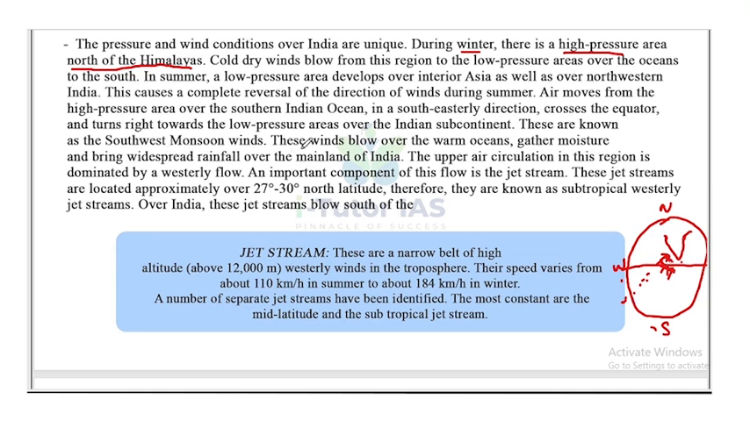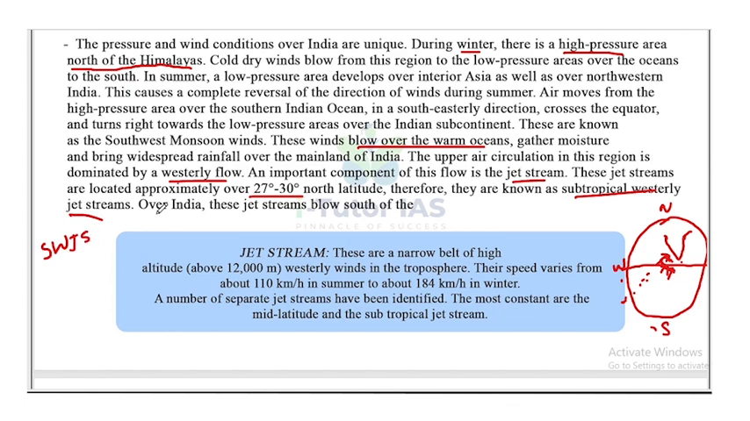Now, these winds blow over the warm oceans, gathering moisture and bring widespread rainfall over the mainland of India. The upper air circulation in this region is dominated by a westerly flow. An important component of the flow is the jet stream. These jet streams are located approximately over 27 degree to 30 degree north latitude. Therefore, they are known as subtropical westerly jet streams.